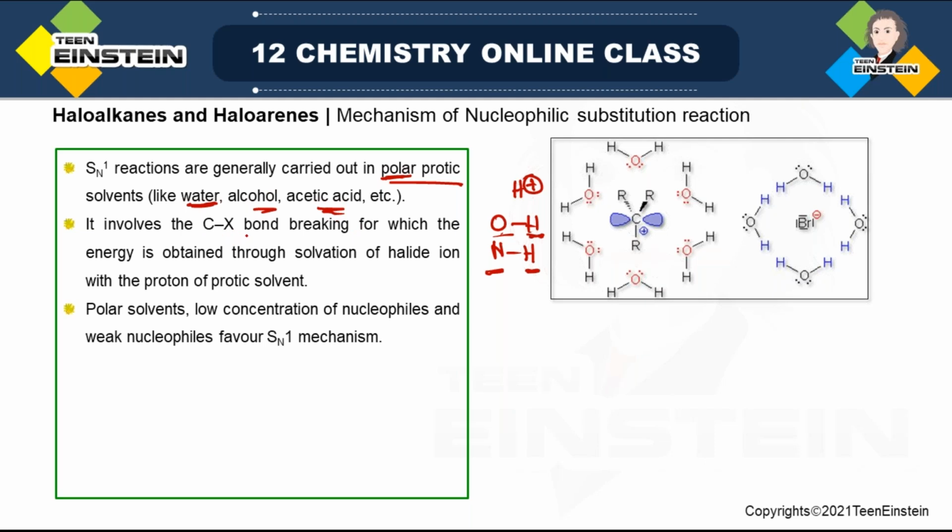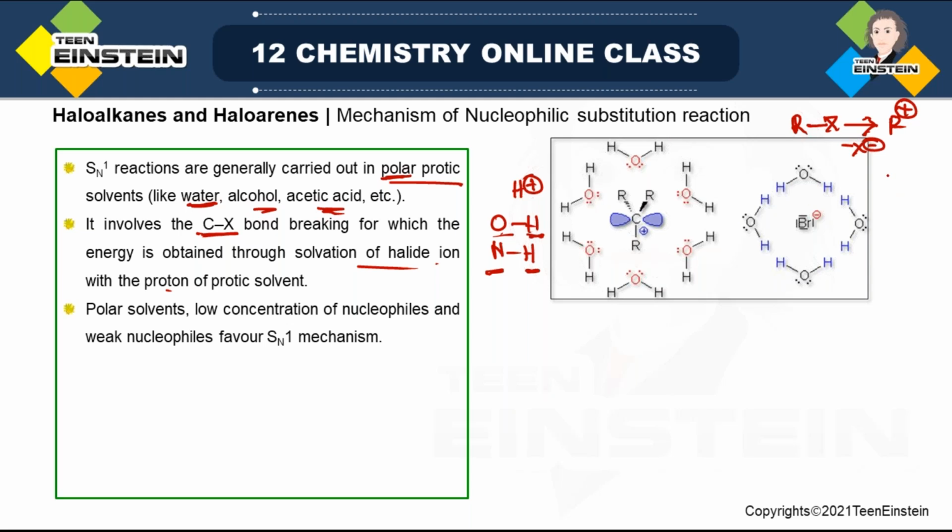Now come to the actual alkyl halide, which contains a carbon halogen bond. For carbon halogen bond breaking, energy is obtained through solvation of the halide ion with the proton of the protic solvent. Now remember, what is the first step of SN1? It is the breaking of the carbon halogen bond. So I am writing it here again. The first step is formation of R plus, and here X minus is removed as the leaving group.